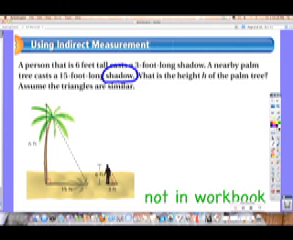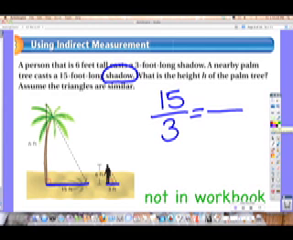How long is this tree shadow? 15. Okay, how long is this guy's shadow? 3. See how I got them both from the bottom? So let's put 15 over 3. Big to little. I like that. So come back to this one. It's got to be the height of the tree compared to the height of the guy. It matters. H over 6. Okay, there you go. H over 6, like she said. Big to little. Okay, whisper to a neighbor.